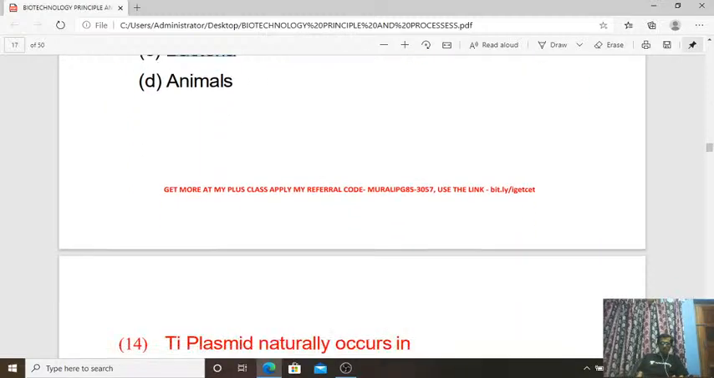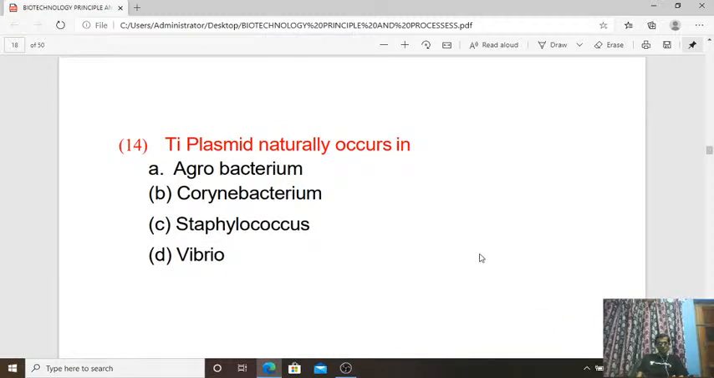Next, question number 14. The Ti plasmid naturally occurs in which bacteria? Agrobacterium, cyanobacteria, staphylococcus, or vibrio. Agrobacterium tumefaciens, Corynebacterium, staphylococcus, and vibrio. The answer is Agrobacterium, so A is the right answer, Prekshita. You are right. Good work.